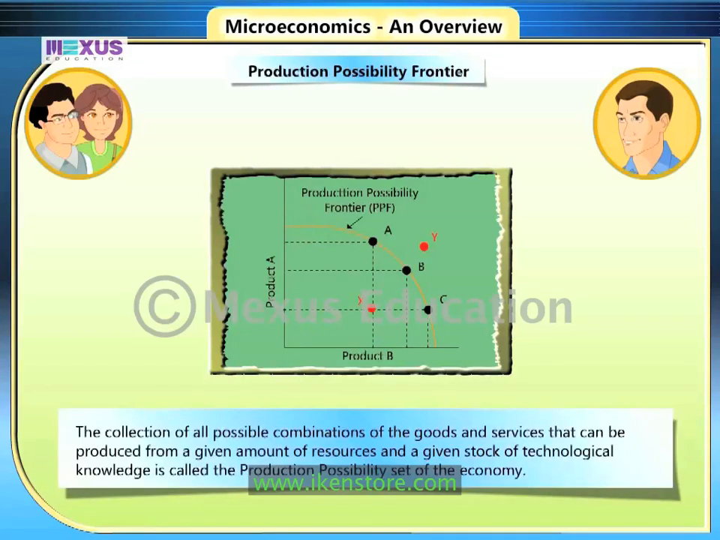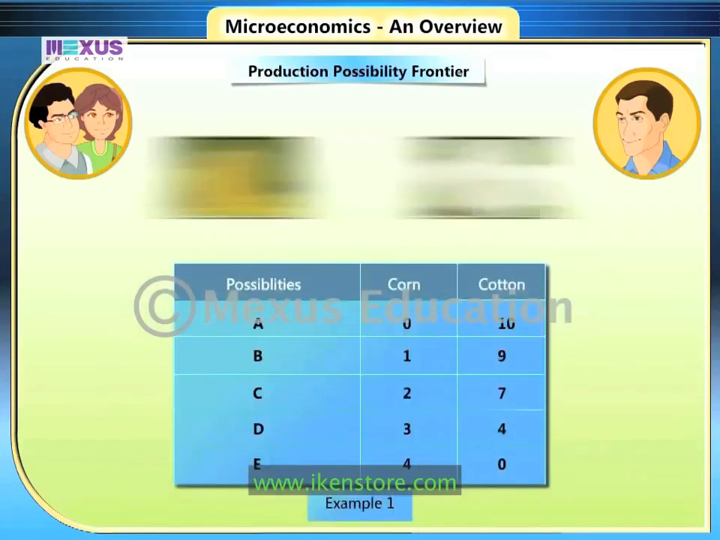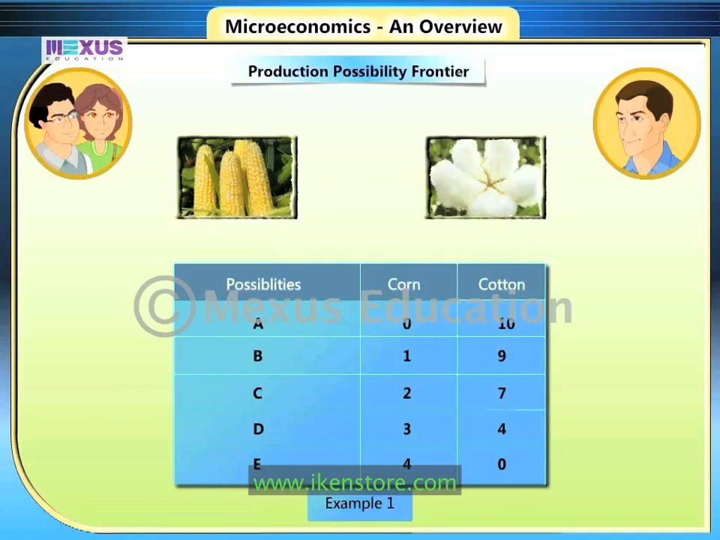The collection of all possible combinations of the goods and services that can be produced from a given amount of resources and a given stock of technological knowledge is called the production possibility set of the economy. For example, consider an economy which can produce corn or cotton by using all its resources. Table 1 gives some of the combinations of corn and cotton that the economy can produce.